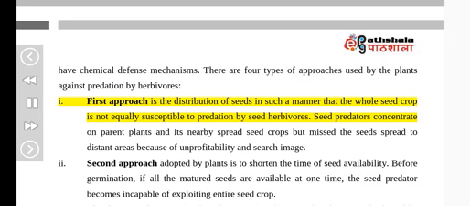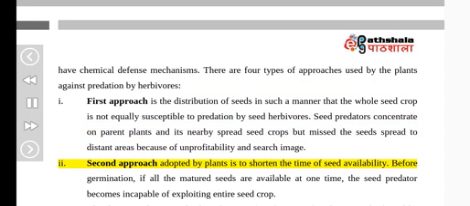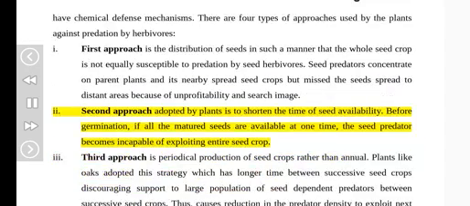First approach is the distribution of seeds in such a manner that the whole seed crop is not equally susceptible to predation by seed herbivores. Seed predators concentrate on parent plants and their nearby spread seed crops but miss the seeds spread to distant areas because of unprofitability and search image. Second approach adopted by plants is to shorten the time of seed availability. Before germination, if all the matured seeds are available at one time, the seed predator becomes incapable of exploiting the entire seed crop.